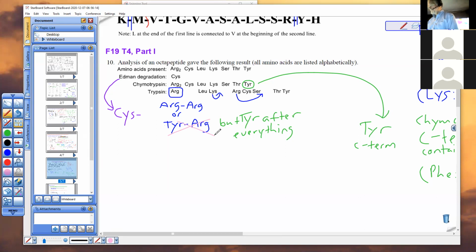Okay. So I know I have Arg. We're closer to done than you think. Edman degradation, Cys first, chymotrypsin, Thr at the end. What does this mean? Well, we already know Thr is at the end. I don't see Lys or Arg in this fragment, which means it's the C terminal. Even if I didn't know this piece of information here, this says this is C terminal.